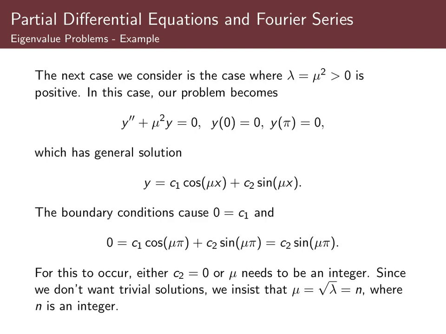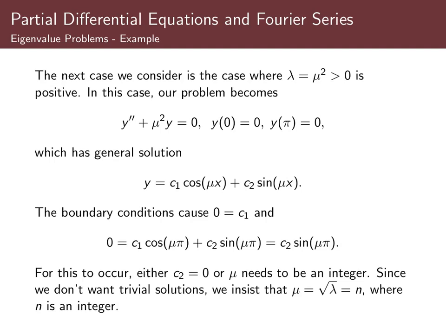Okay? So our final case we'll consider is positive eigenvalues. So we'll consider the case where lambda is equal to mu squared. In this case, we have the same differential equation as the previous slide, except it's y double prime plus mu squared y is equal to 0, which gives us the general solution, the linear combination of sine of mu x and cosine of mu x. The first boundary condition, where we plug in 0, is going to give us 0 is equal to c1 times 1 plus 0. This is going to mean that c1 is 0.